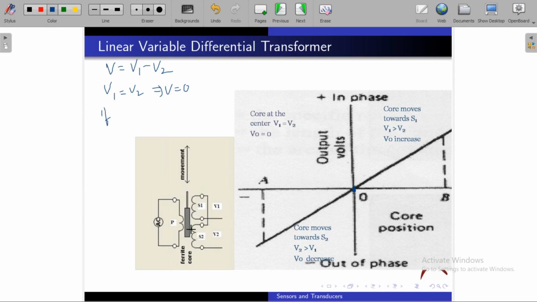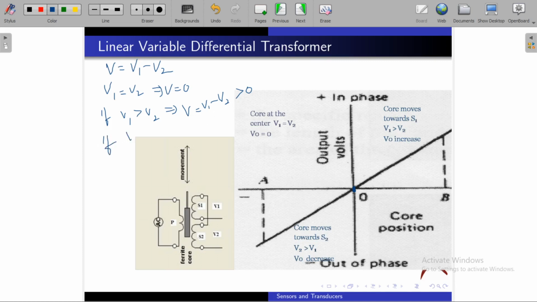If this core is moving towards S1, S1 is one of the windings. If the core is moving towards S1, then V1 is greater than V2. If V1 is greater than V2, then V is equal to V1 minus V2, which will be greater than 0 because V1 is greater than V2. If V1 is greater than V2, V will be positive.